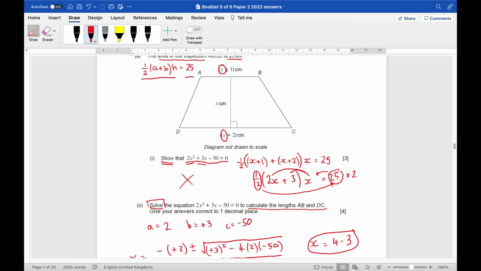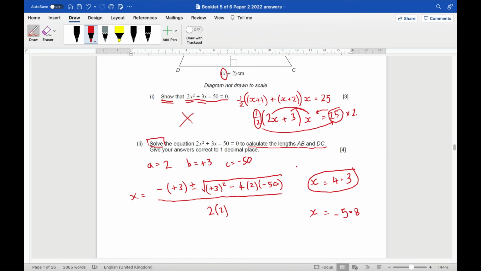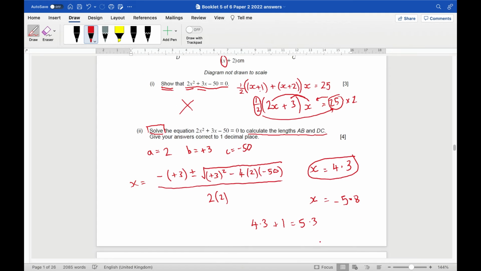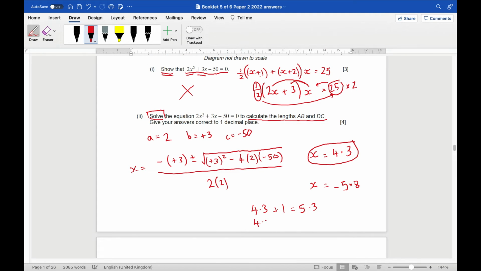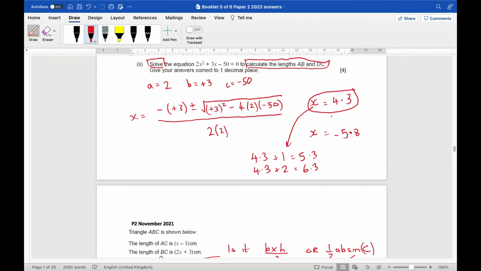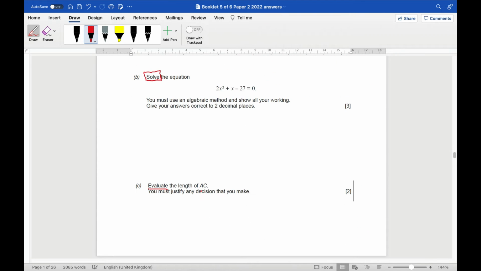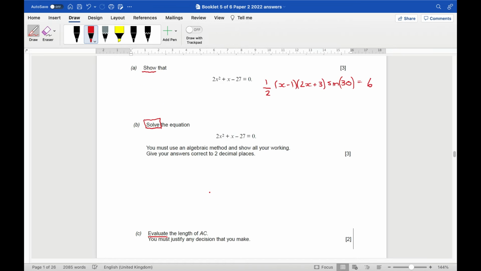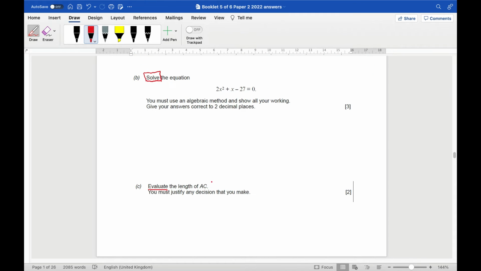But my question here says, what are the lengths of AB and DC? Well, AB is x plus 1, so 4.3, which is what I'm using as my answer, plus 1. That's the length of AB. And the other one is x plus 2, which is 4.3 plus 2, which is 6.3. So don't miss that. Read what the question actually wants. Normally that's a different part, like here: evaluate the length of AC, justify the decision. So you'll say, here's what AC is, and my decision was I used my positive answer here.